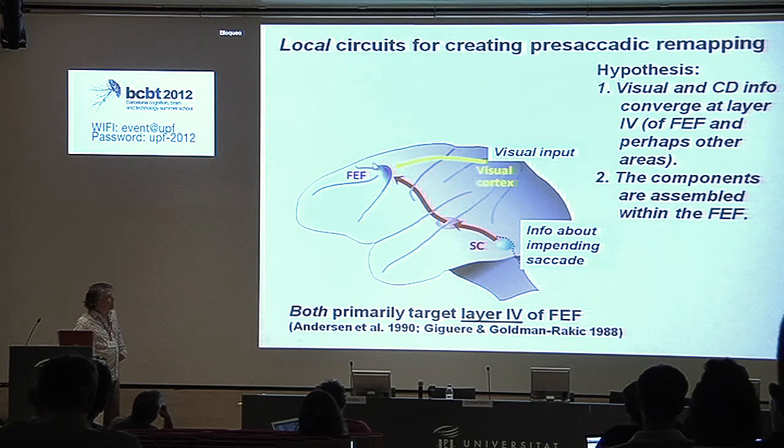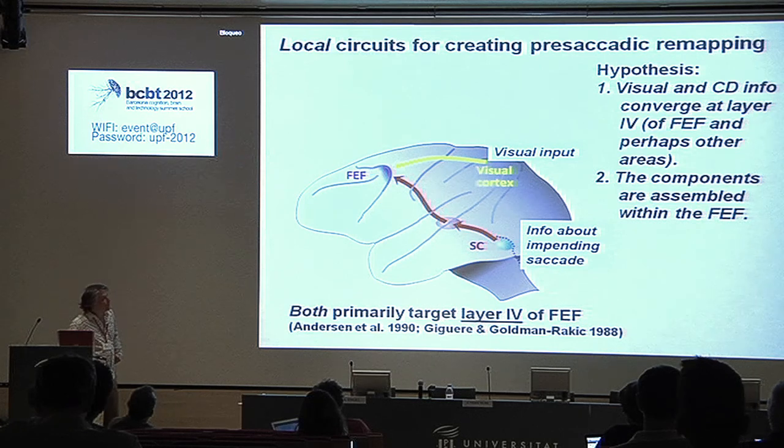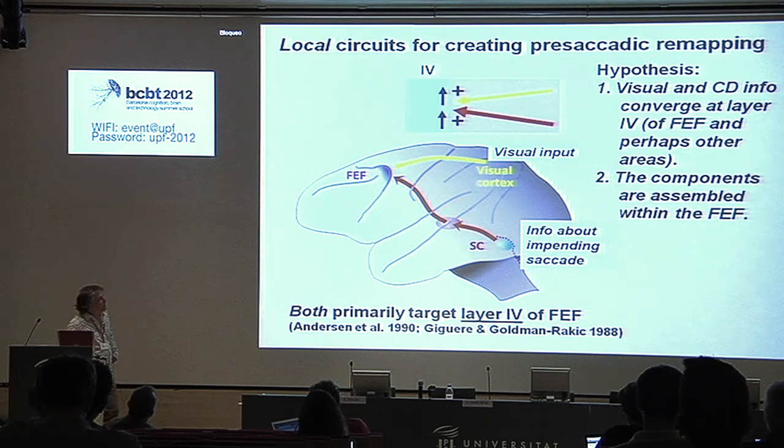So you may get very rudimentary shifts in layer 4, and these are combined to create a more full, rich remapping downstream in other layers. This is how we've viewed it, as the simplest kind of naive view on the possible circuit.